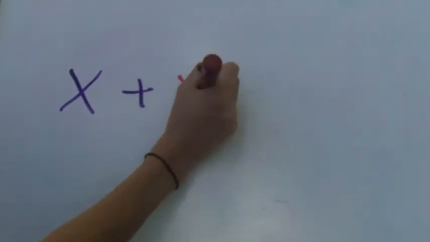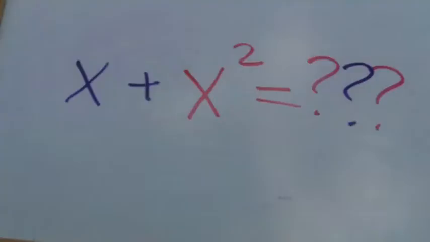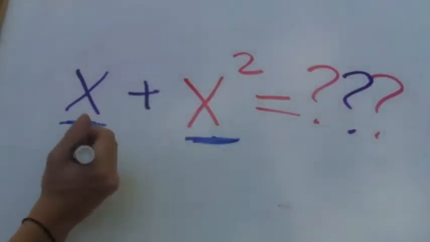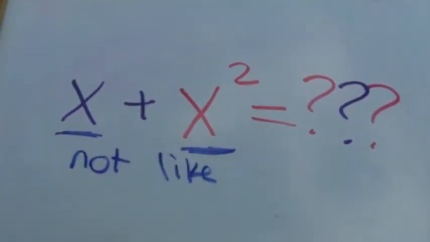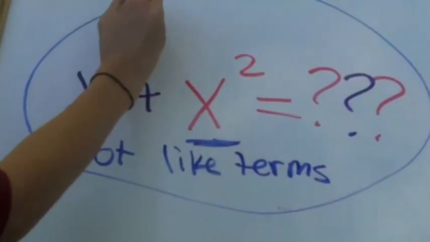However, we cannot add x squared with x. Because x and x squared are not like terms, we cannot add them together. So x plus x squared is already simplified.